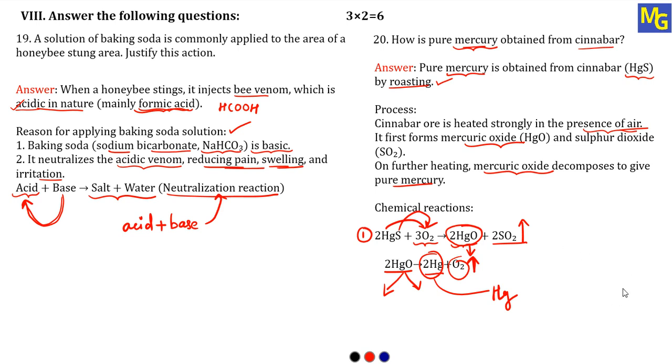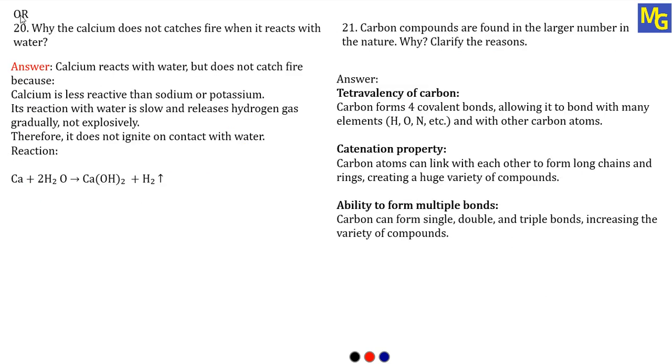So prepare this question and remember this answer. So this is the answer for question number 20. Now we'll move with the next question. Now here we have an internal choice. You can solve the earlier question or you can solve this. So see here, the OR option, question number 20.